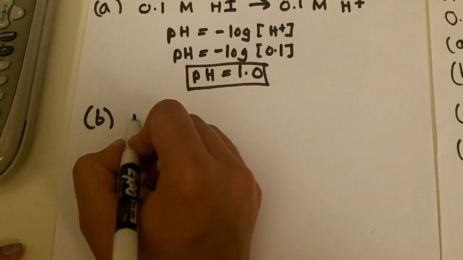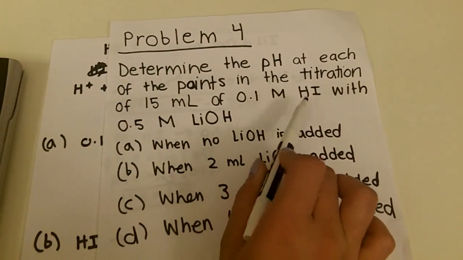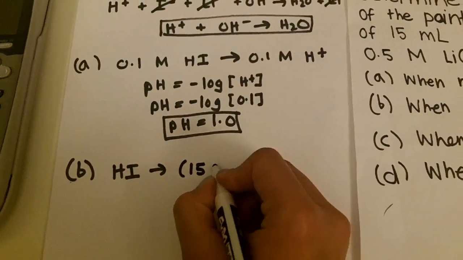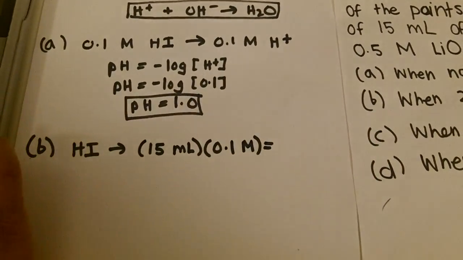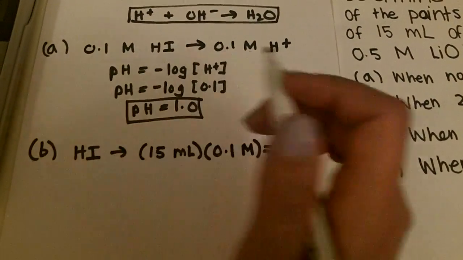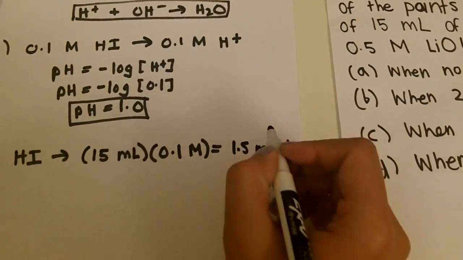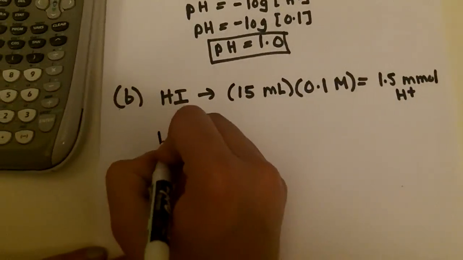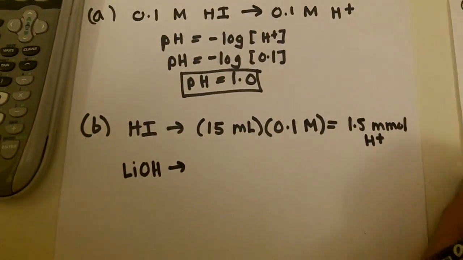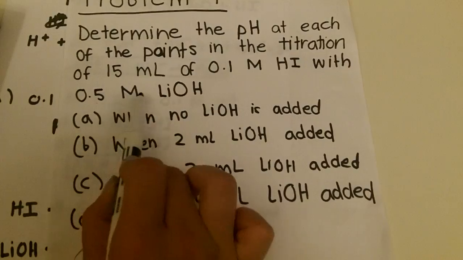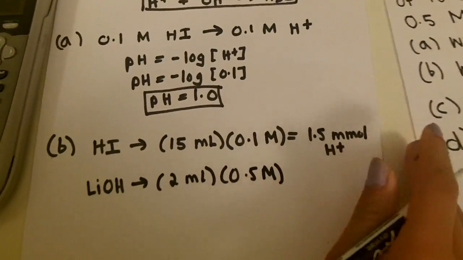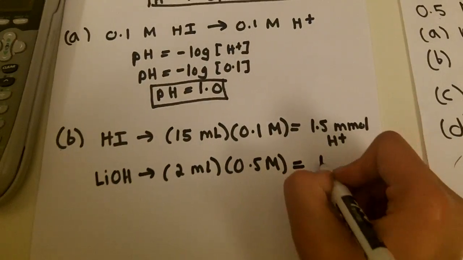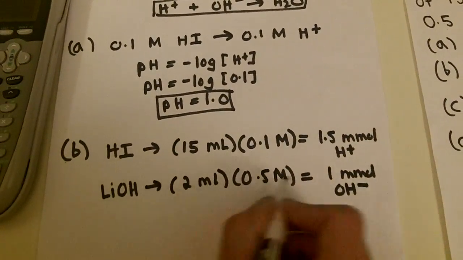So first, let's do the hydroiodic acid. Initially we have 15 milliliters of 0.1 molar hydroiodic acid. To figure out the millimoles, you just do 15 milliliters times 0.1 molar, which is equal to 1.5 millimoles of H plus. For our base, we have 2 milliliters of 0.5 molar lithium hydroxide. We just multiply those: 2 milliliters times 0.5 molar is equal to 1 millimole of hydroxide. We should remember that now.